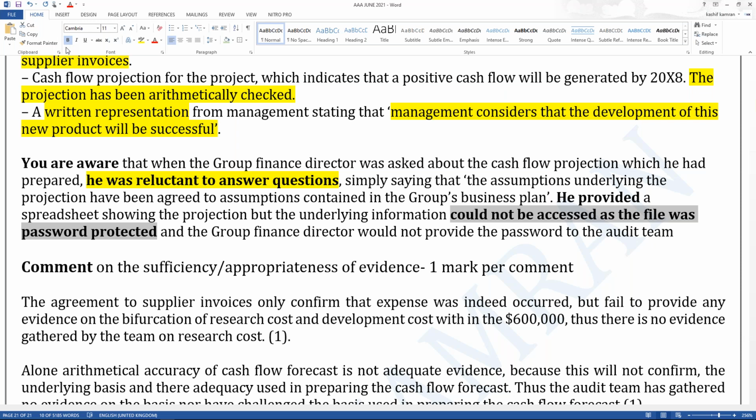Should we tell the finance director that we have a certain set of powers which is given in the audit engagement letter, and the group finance director would not provide the password to the audit team? So is that an issue which needs to be resolved? So last issue to be resolved.